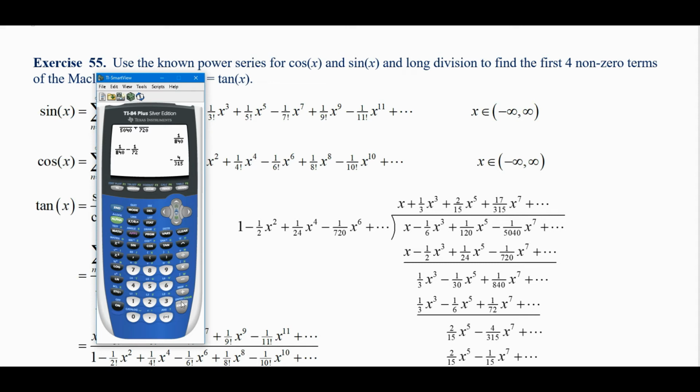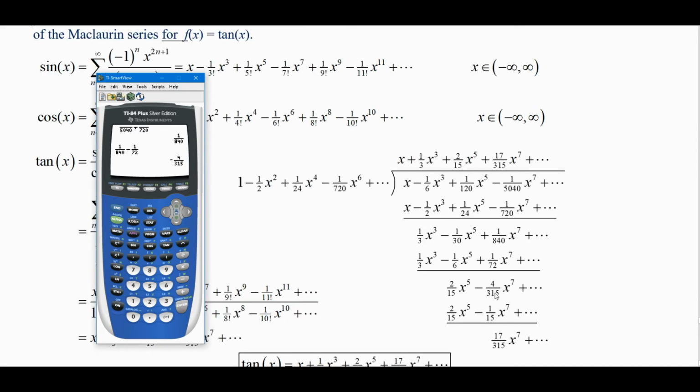Not terribly hard to do that, but we get negative 4 over 315 there. All right, 2/15 x to the fifth divided by 1 is 2/15 x to the fifth. Multiply here, we get 2/15 x to the fifth. We get an x to the seventh term here, which is 2/15 times a negative 1/2. The 2's cancel, you get a negative 1/15 there, and some more stuff.